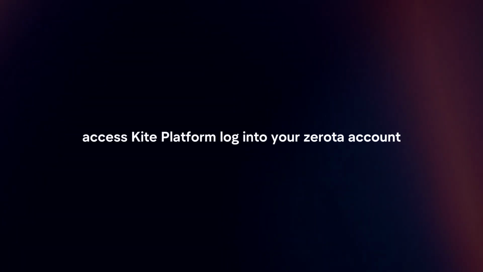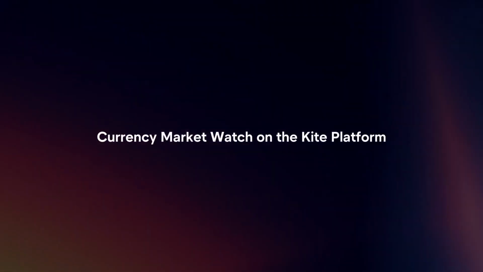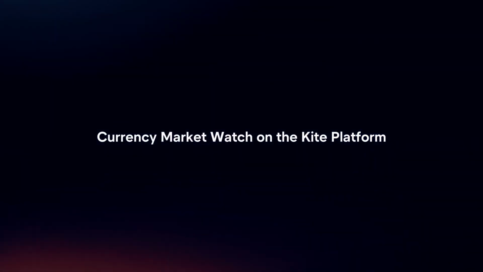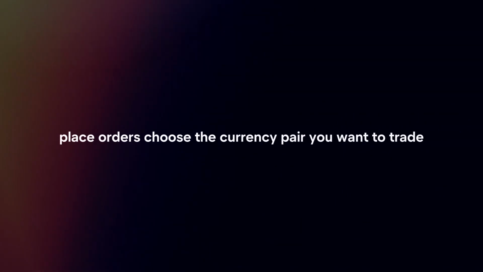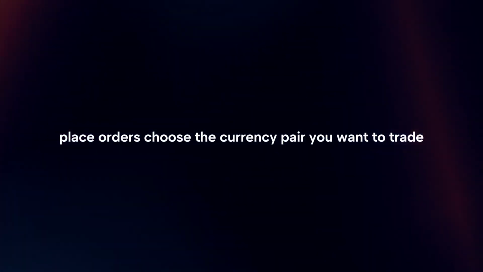Access Kite platform. Log into your Zerodha account and navigate to the Kite platform, which is accessible via web browser or mobile app. Currency Market Watch. On the Kite platform, locate the currency segment. Place orders. Choose the currency pair you want to trade and place your buy or sell orders. Specify the quantity and order type.